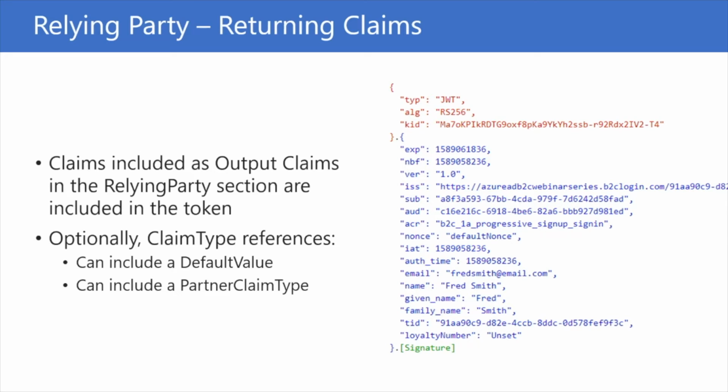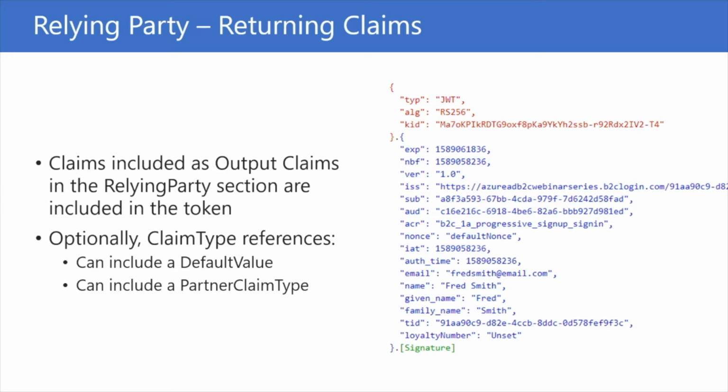First, you can use the default value attribute to include a value to use for a claim if it doesn't already exist in the claims bag. So perhaps we may want to specify a value like unset in our token if the loyalty number claim hasn't been set. Otherwise, the claim is simply completely omitted from our token.